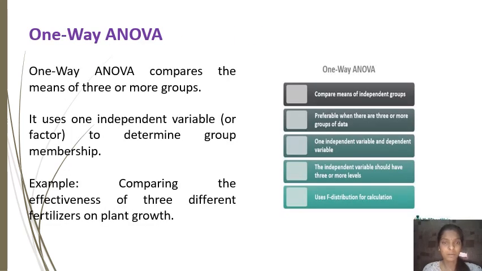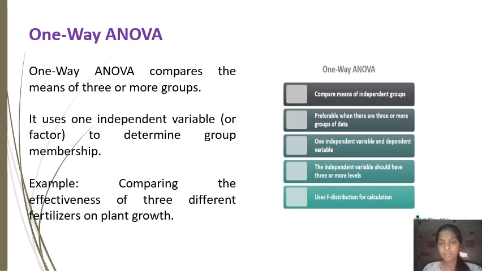Next is one-way ANOVA. One-way ANOVA compares the means of three or more groups. It uses one independent variable or factor to determine the group membership. Example: comparing the effectiveness of three different fertilizers on plant growth.